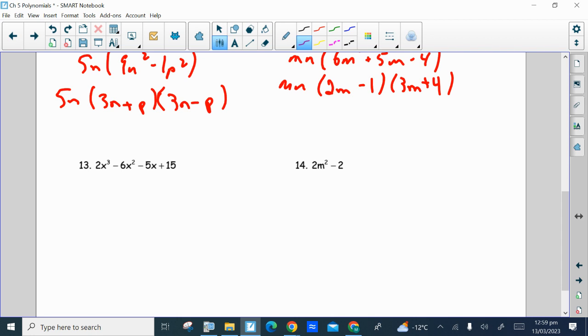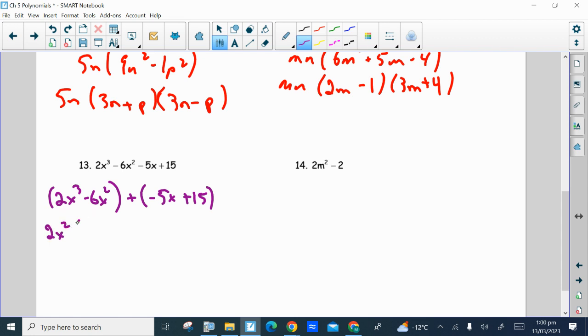Right, question 13. There is no common factor amongst all 4 terms. There are still 4 terms there, though, so this is one of those grouping ones. So remember, you group the first 2 and the last 2 together, but also remember you need a plus sign in between the brackets. And then you take out a common factor out of each bracket.